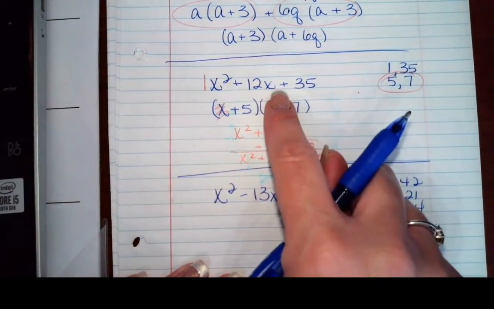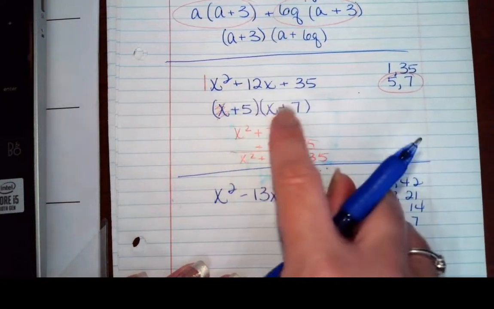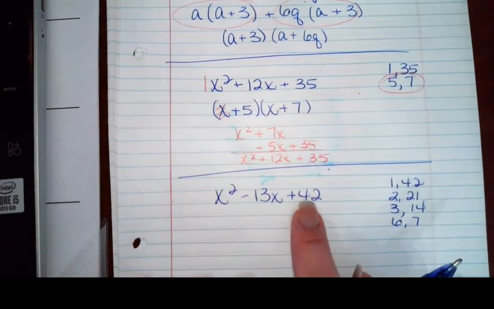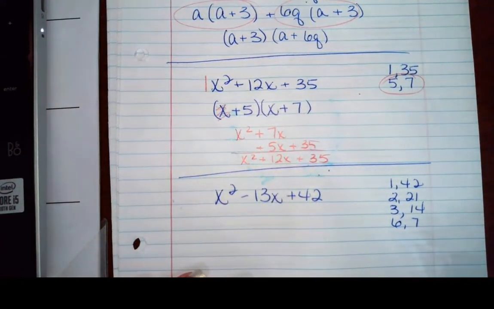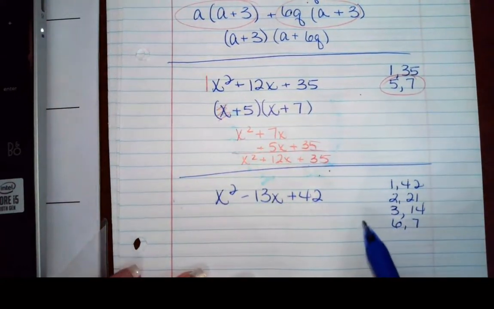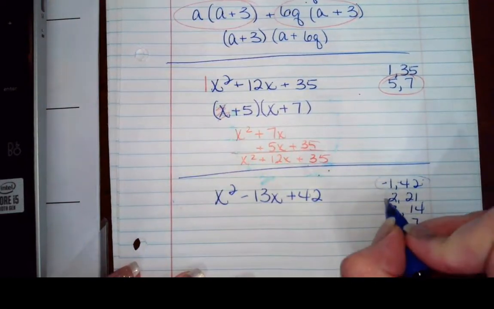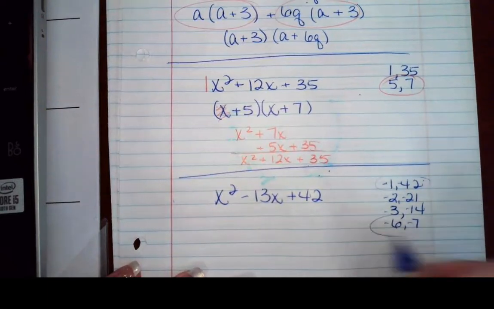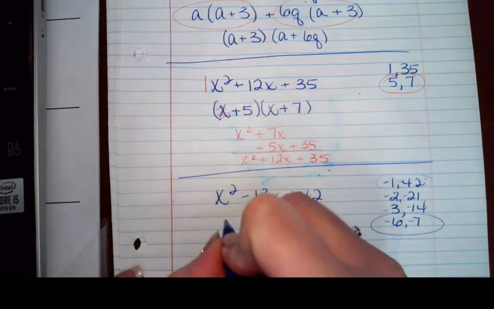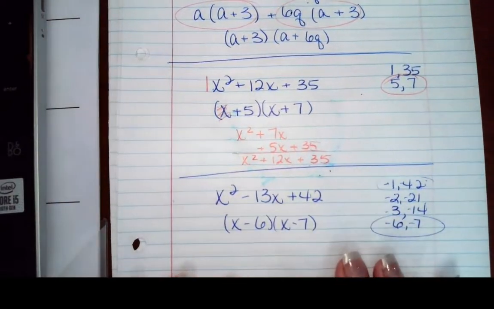On the last one, it was positive 35, and I had to add to a positive 12, so these were both positive. On this one, I'm trying to multiply to a positive 42, so my signs are the same, but add up to a negative 13. So both of my signs must be negative. What adds up to negative 13? Well, this would give me negative 43. That's negative 23. That's negative 17. And there's my negative 13. So when I factor this, I've got x minus 6, x minus 7.